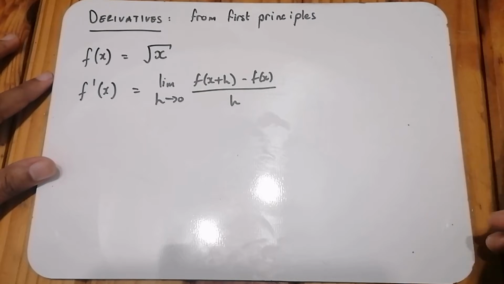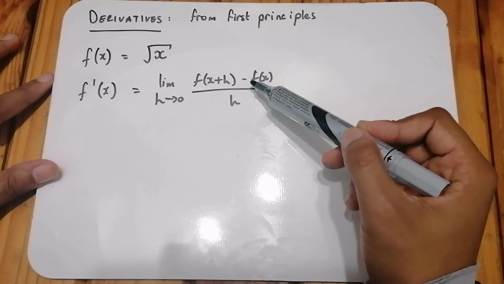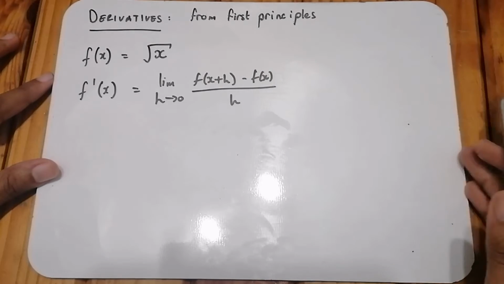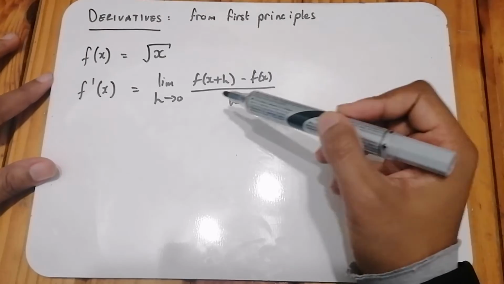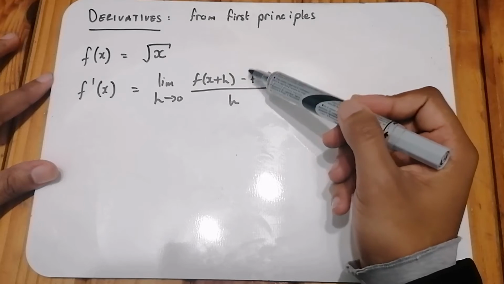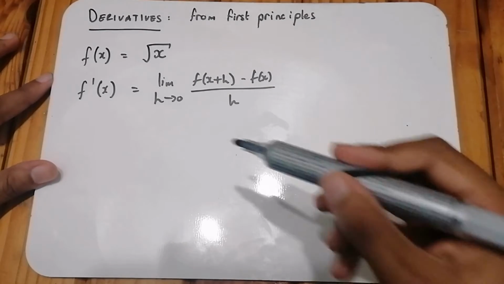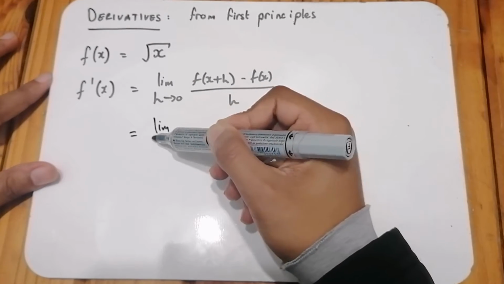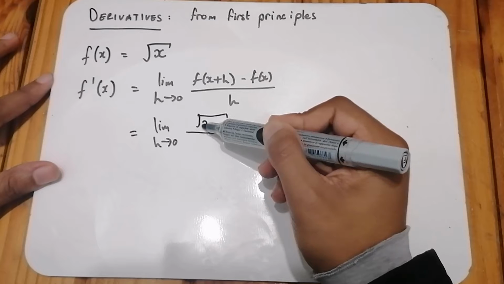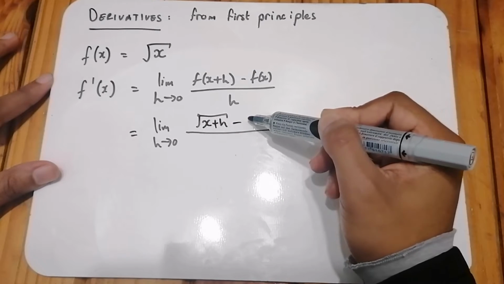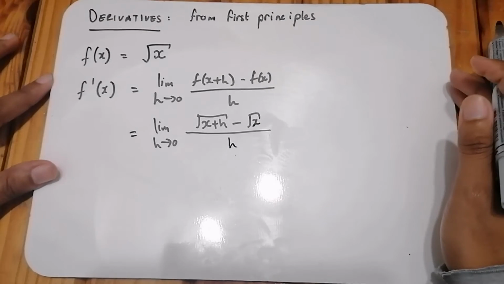Now to do that, we're going to use this formula, the limit as h approaches 0 of f(x + h) minus f(x), divided by h. f(x) is the function given on top, square root of x. f(x + h) is a version of the same function but with a plus h next to the x. So I'm going to substitute the functions into my formula. So we have square root of (x + h) minus square root of x, and this is all divided by h.